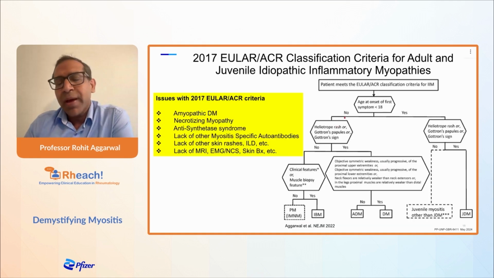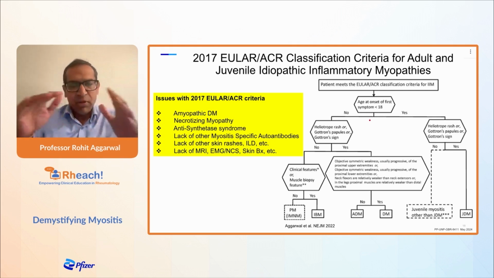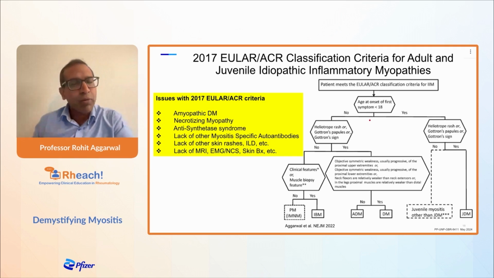And then what happens in this classification criteria? Once you meet the classification, you can divide patients into various subtypes, which could be polymyositis, dermatomyositis, amyopathic dermatomyositis, or IBM, based on the classification tree.